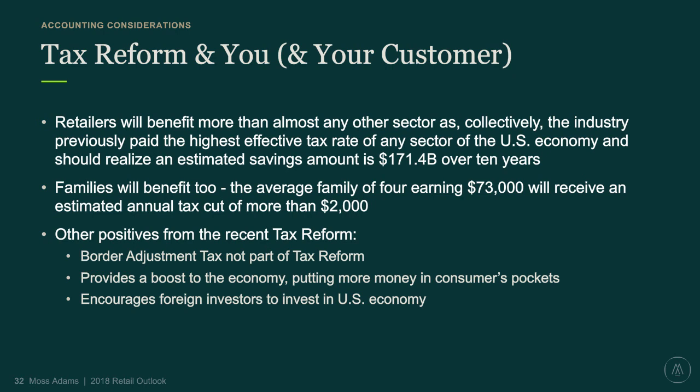The other positives, one of the things that's not being talked about at all is the border adjustment tax not being part of tax reform. And just as a reminder, the border adjustment tax is going to be an additional tax or surcharge, if you will, on goods produced overseas, not domestically produced items. And so that did not pass. It fell off of the table along the way, which is good for a lot of people, a lot of companies on this call.